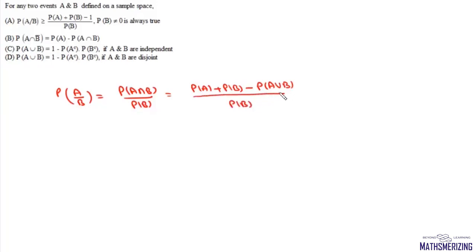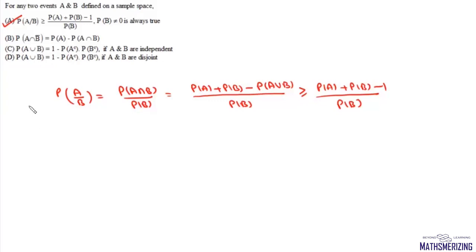Now maximum value of P(A union B) is 1. So it will always be greater than or equal to (probability of A plus probability of B minus 1) upon probability of B. That means this option A is correct.